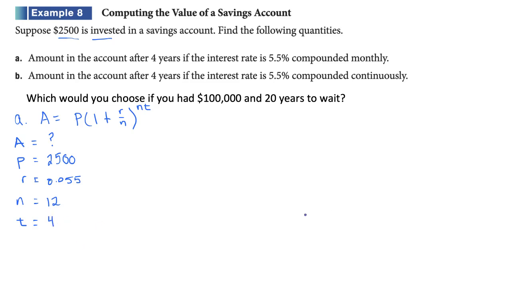Okay, so now all it is is plug and chug. You don't even have to rearrange this equation. So we're just going to say A equals 2,500 is P. And this is why we have the equation right here, because then we can use everything as we go and we are less likely to mess up. 1 plus, I'm going to leave the first 0 out, but 0.055 over 12 is N, all to the power of 12 times 4. Okay?